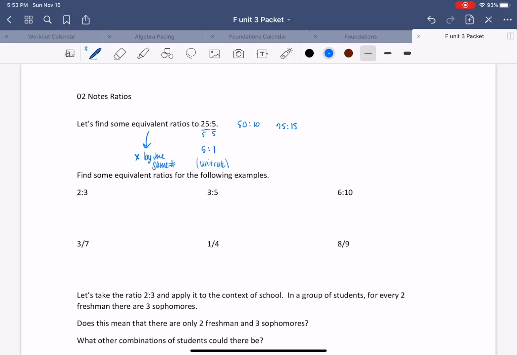Okay, so let's find some more equivalent ratios. Go ahead and take a minute and find some equivalent ratios for these 3.